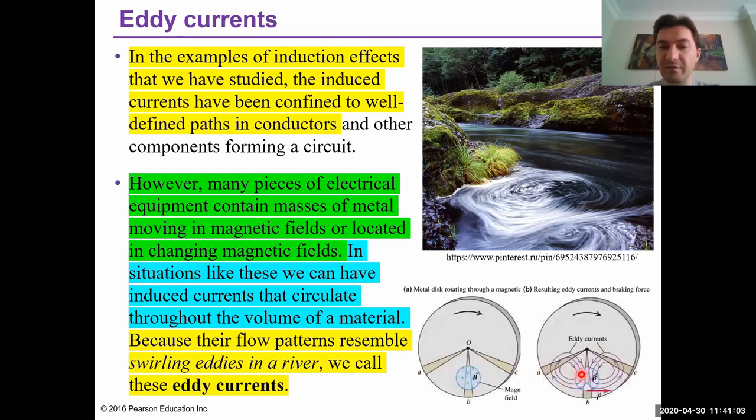For this reason, we call these currents eddy currents. So around that region, here we have a magnetic field and this metal is rotating. Then we have eddy currents like this.